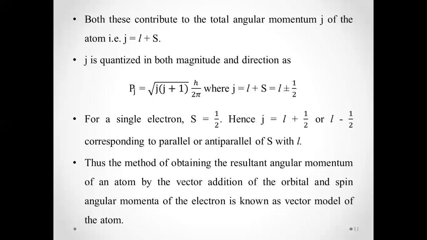Thus, the method of obtaining the resultant angular momentum of an atom by the vector addition of the orbital and spin angular momenta of the electron is known as the vector model of the atom.